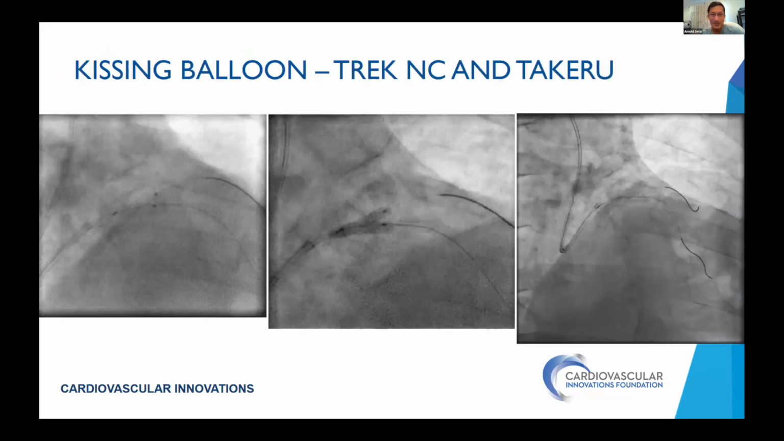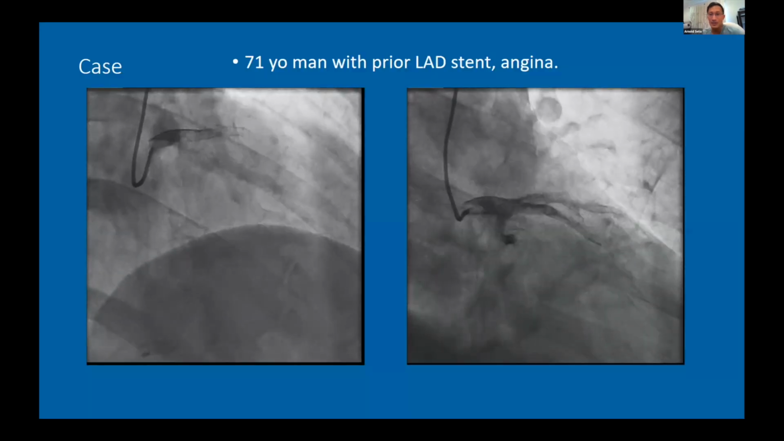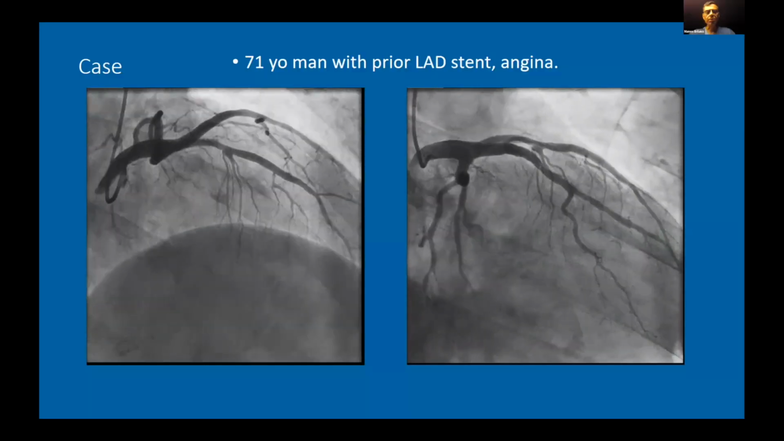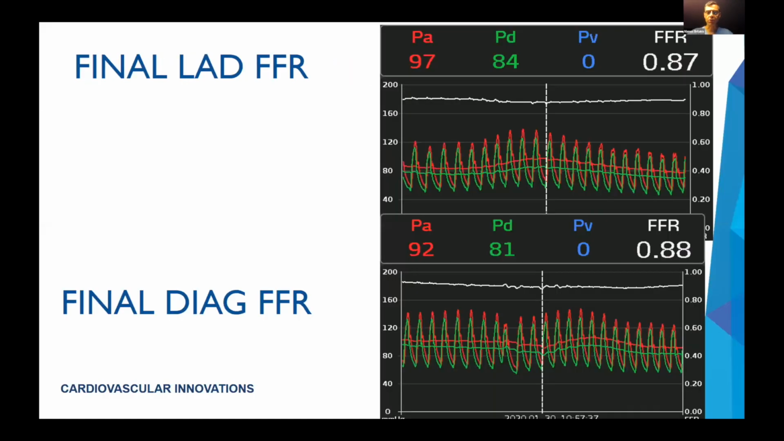So of course, then you have to go on to kissing balloon inflation, and then the final LAD and diagonal FFRs are negative. But the advantage of the ASSIST system is that you can then, leaving the wires in place, instead of doing multiple pullbacks across stents, push the sensor across the lesion. And I can ask you something. Many people jail the wire, right? And people are always concerned that the sensor might get caught up on the side.